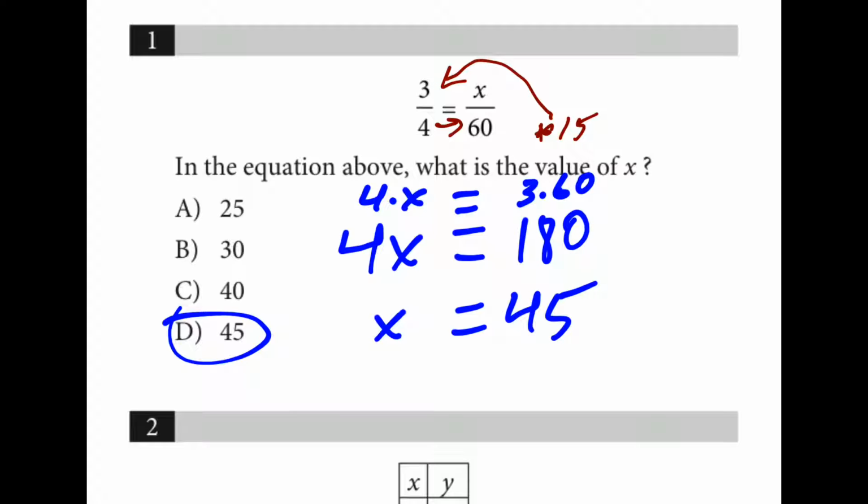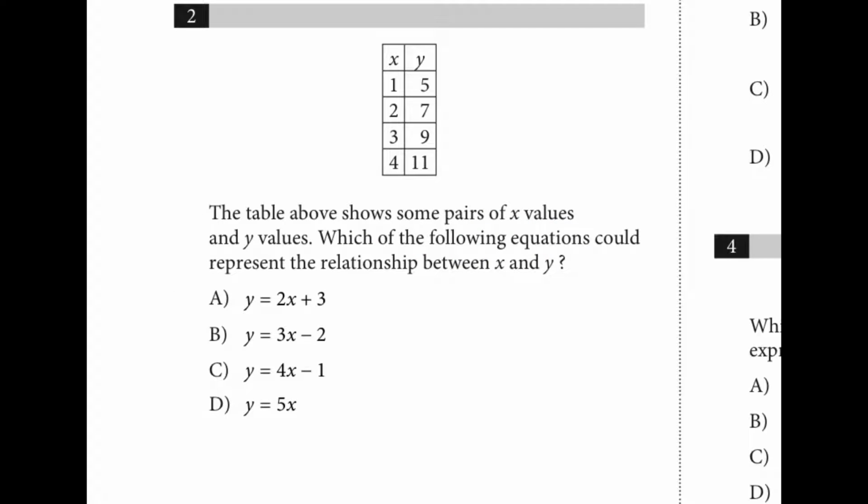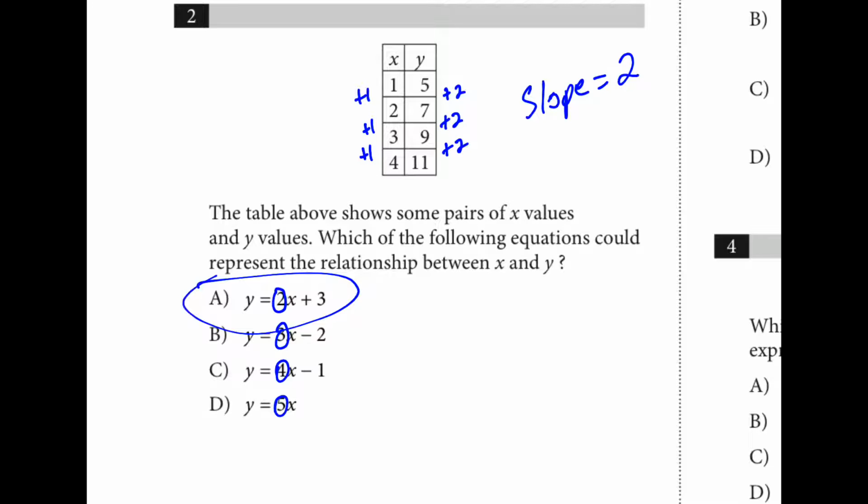This is a proportion problem. So we have a table of values with x's and y's, and if we figure out the pattern, here on the left the x's are increasing by 1, and here on the right the y's are increasing by 2, that tells me that my slope is going to be 2. So if I look at the slopes for each one of these, well, only one of them has a 2 and I'm done.